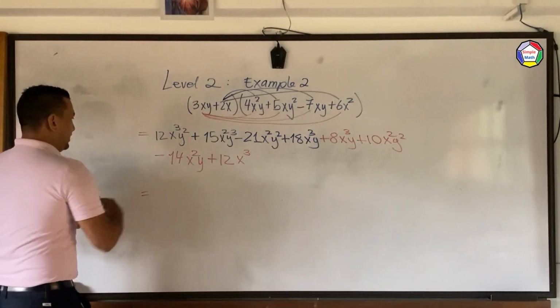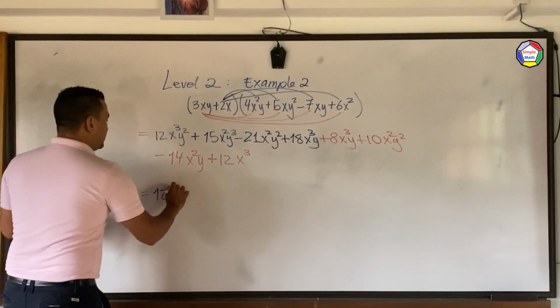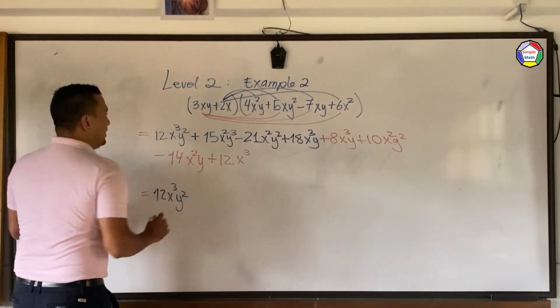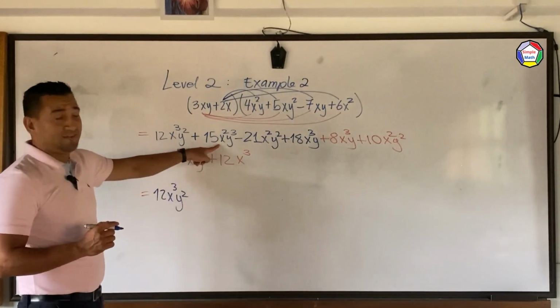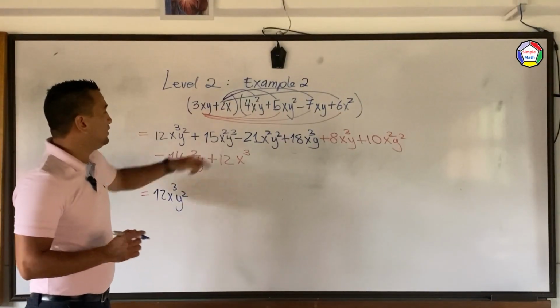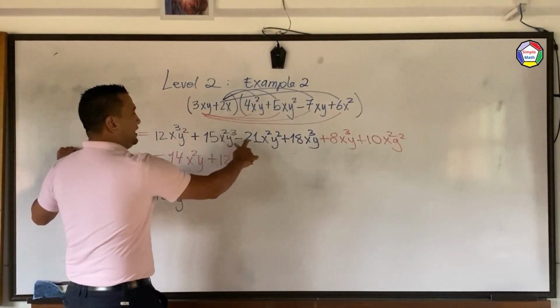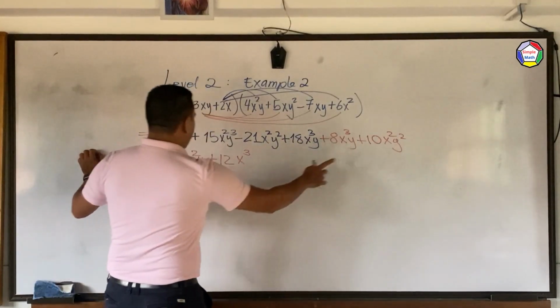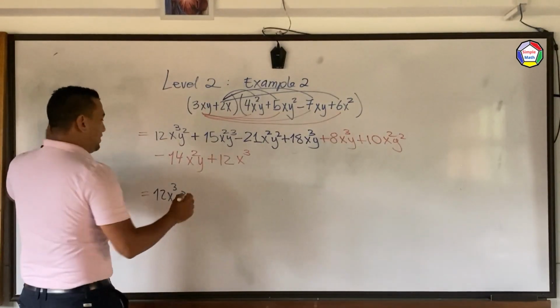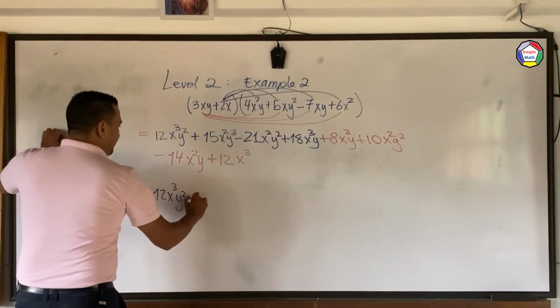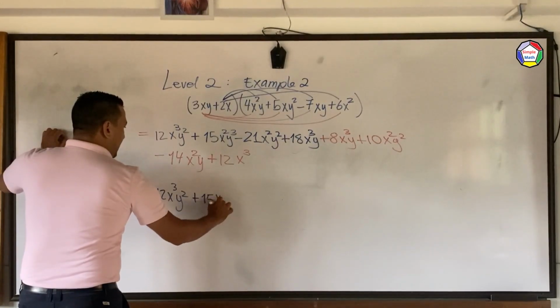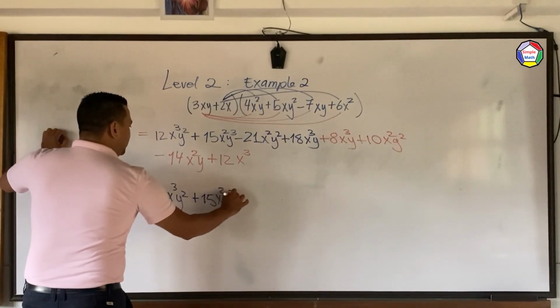I will repeat it here. 12x cubed y squared. Let's see what happened with this one. This is the family x2 y cubed. Let's see, do we have x2 y cubed? No, we don't have that family, so we repeat it in the answer. Plus 15 x2 y cubed.